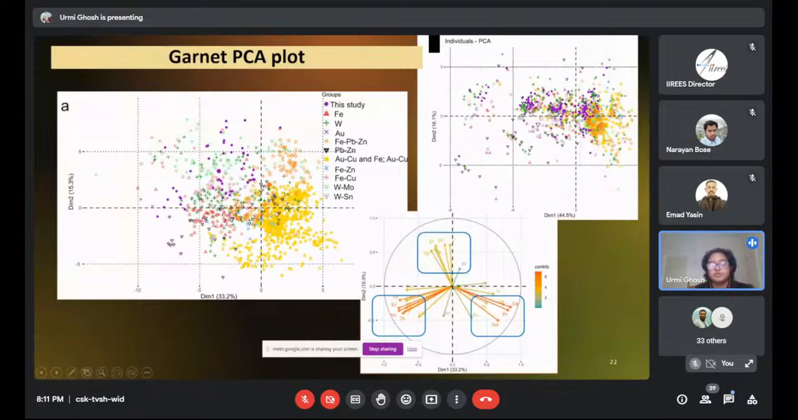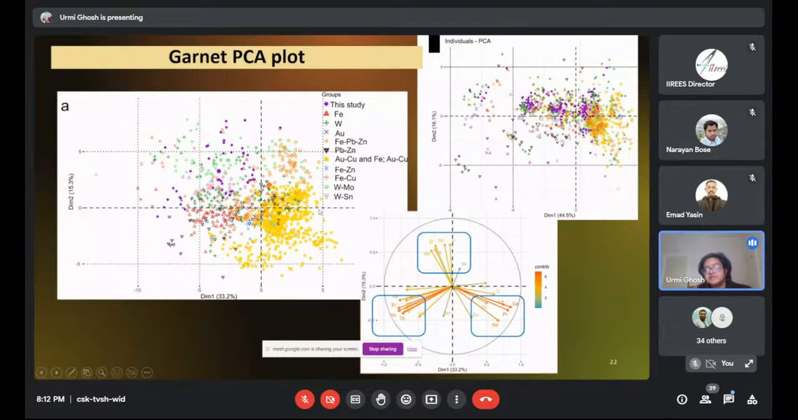In the case of trace elements, what we see is that certain groups can be identified. For example, this gold-copper-iron cluster is clearly distinct from the tungsten-molybdenum cluster, and the tin-tungsten cluster. So PCA can be used to a certain extent, but this unsupervised clustering might not work. So we need to go for something supervised, something we have more control on. And in this plot, you can actually see the direction of the elements.